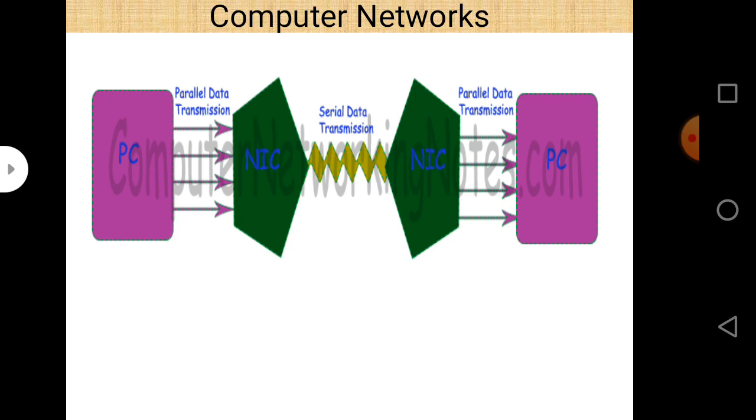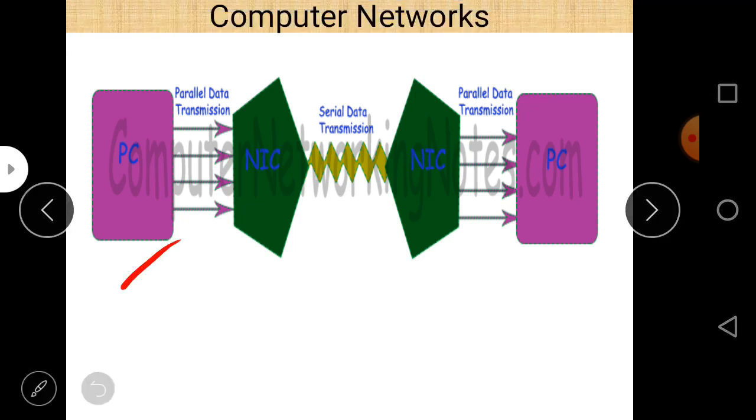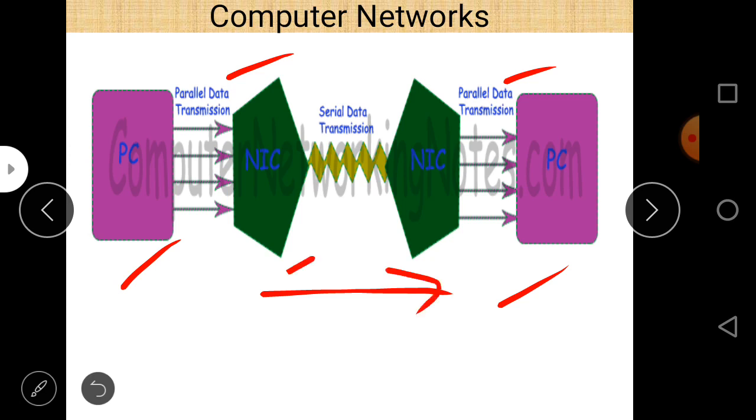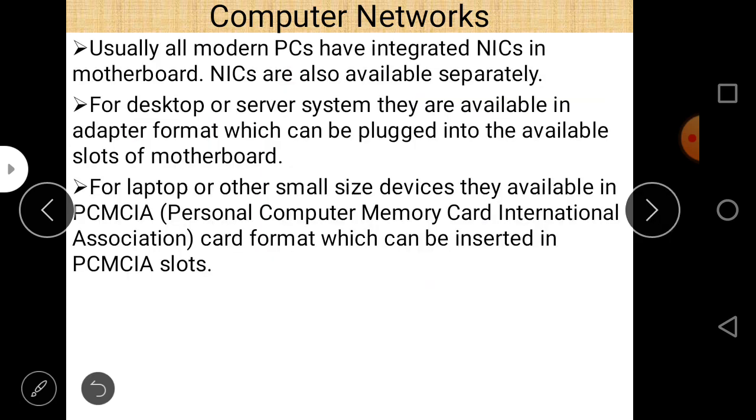Next, this is a diagram of NIC, and we can see that there is a system PC1 and this is PC2. From PC1 to PC2 there is a serial data transmission here, and within the computer system there is a parallel data transmission from one device to another device. So this diagram basically tells the functionality of the network interface card.